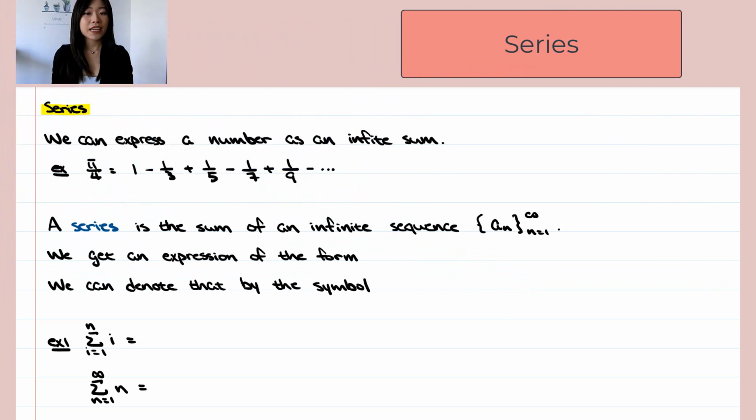Let's look at the definition and some examples of series in this lecture. Do you believe that we could express a number as an infinite sum? Here's an example. I can express pi over 4 as the following: 1 minus 1 over 3 plus 1 over 5 minus 1 over 7 plus 1 over 9, and that goes on forever.